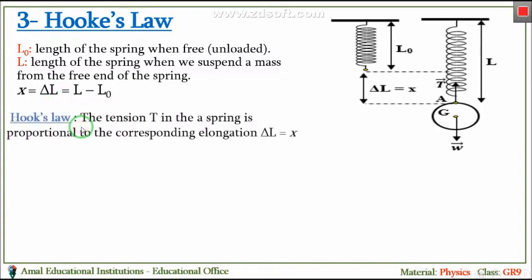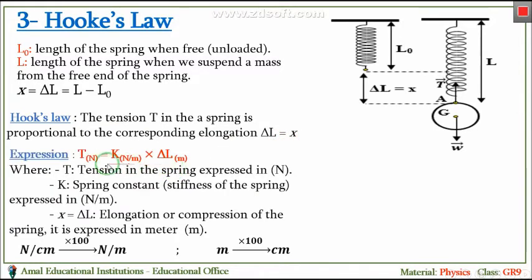Hooke's law states that the tension T in the spring is proportional to the corresponding elongation delta L, which is also equal to x. The expression of Hooke's law is that the tension force is equal to the stiffness constant K of the spring, which is expressed in Newton per meter in SI unit, times the elongation delta L, which is expressed in meter in SI unit. The tension force is expressed in Newton. To convert from Newton per centimeter into Newton per meter, we must multiply by 100. And to convert from meter into centimeter, we must multiply by 100.